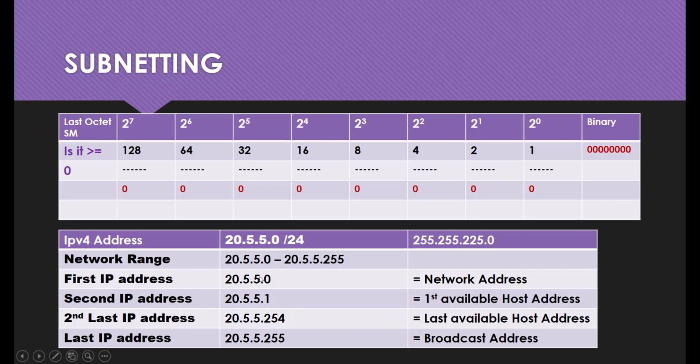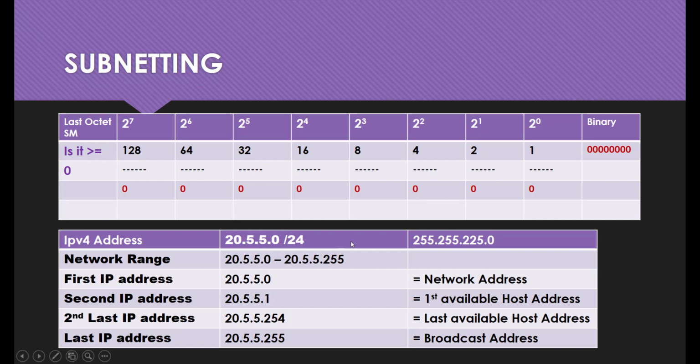So we have the first IP address, which is the network address, which is .0, the second IP address, which is .1, which is the first available host address to be issued out. Then we have the second last IP address, which is .254, as the last available host address. And we have the last IP address, which is .255, the broadcast address. So we can see now that this is all in one network, and all devices should be able to communicate with each other.